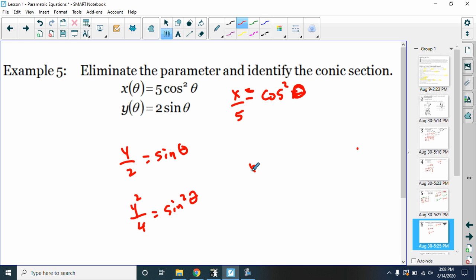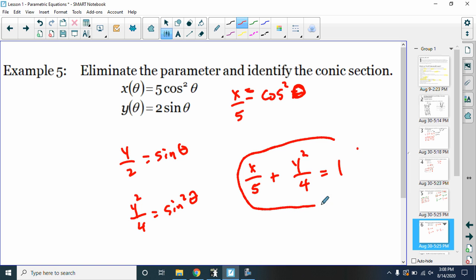Cosine squared plus sine squared is equal to 1. And we have eliminated the parameter. We got rid of the thetas. We've got an equation in rectangular form.